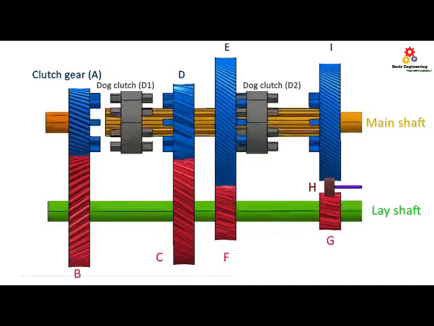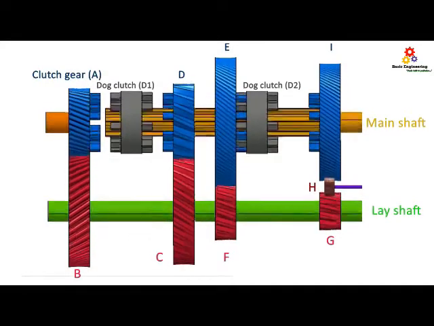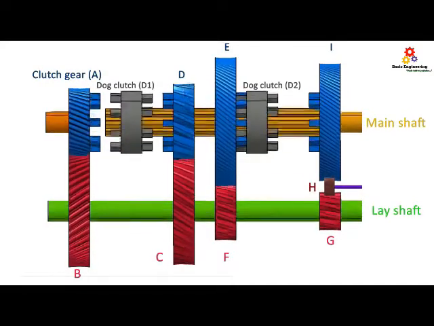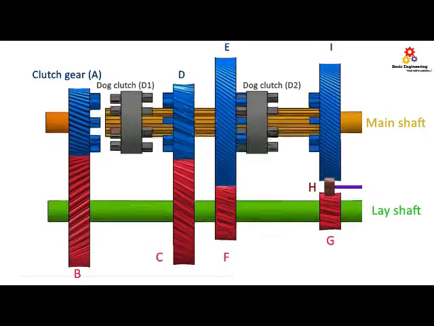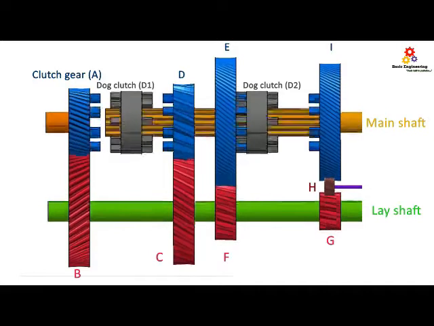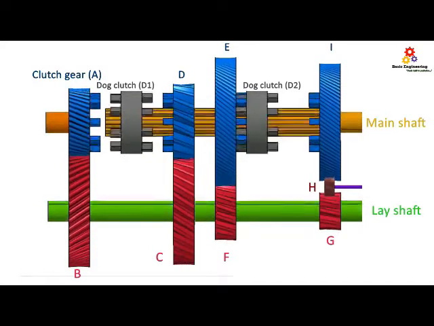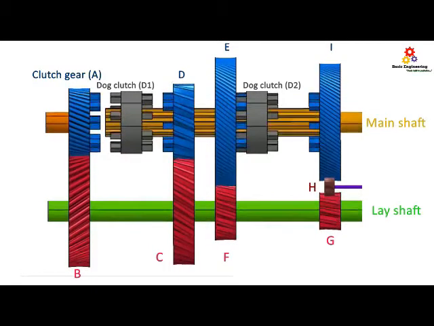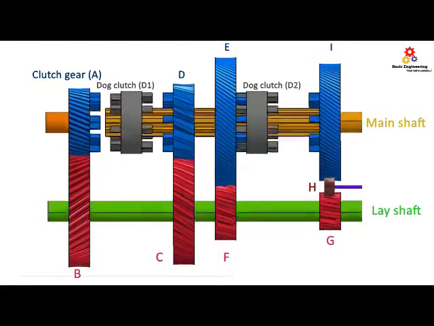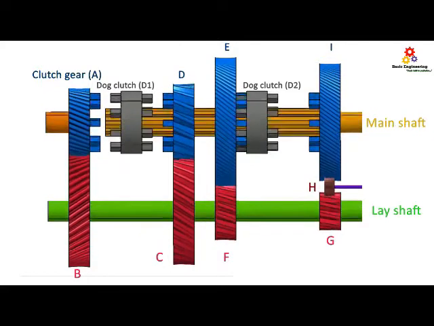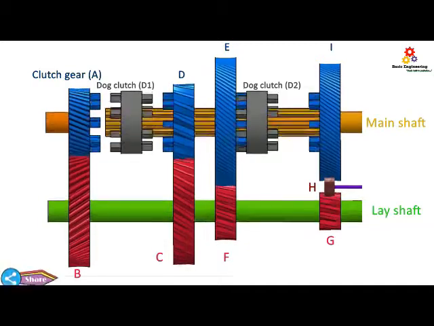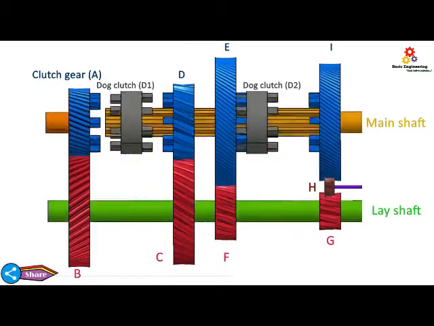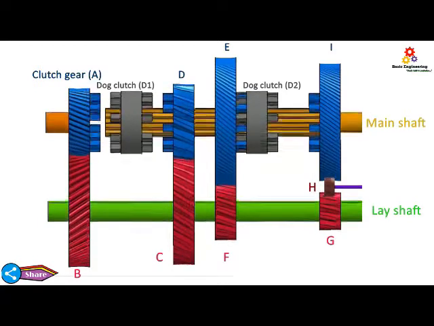To get the maximum torque and minimum speed, the smallest gear on lay shaft must pass the power to the largest gear on the main shaft. So if I slide dog clutch D2 towards left side, then it will connect with the gear E and power flows through gear A, B, lay shaft, gear F, E, dog clutch D2 to the main shaft.